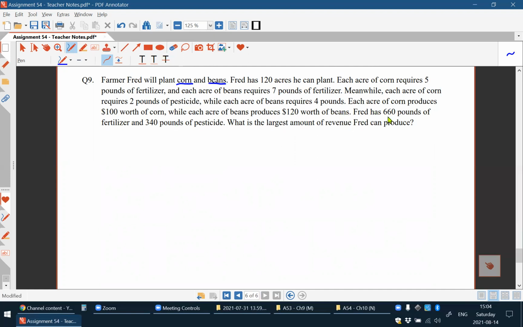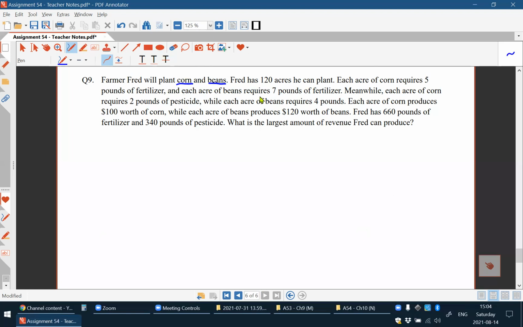So Fred has 660 pounds of fertilizer and 340 pounds of pesticide. What is the largest amount of revenue Fred can produce? So basically, it means there is a person, he can choose to plant corn or beans or a mix of both, right?